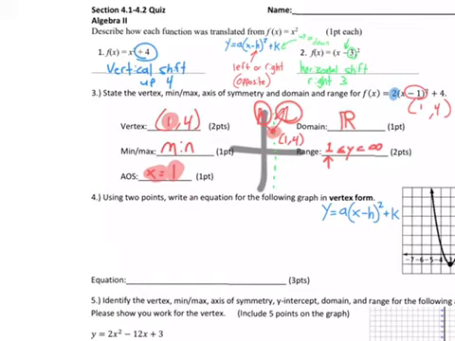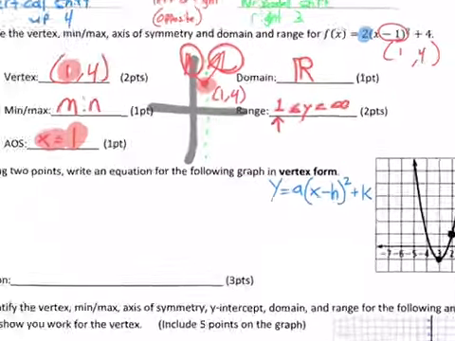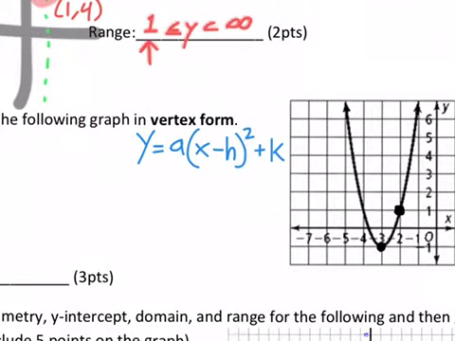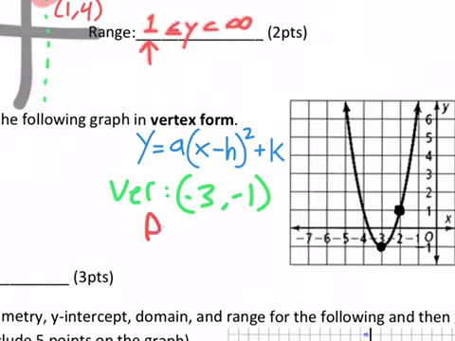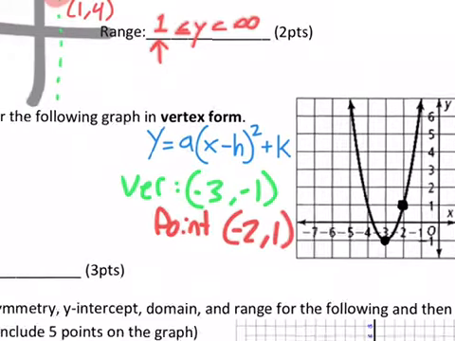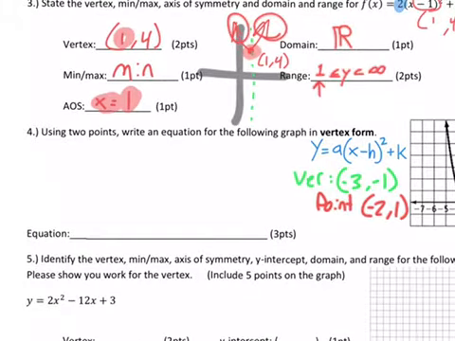Okay? So number 4, using 2 points, write an equation for the following graph in vertex form. Here is that vertex form. Here's the 2 coordinate points they give us. They gave us our vertex of, you can look at the graph to find this, -3, -1. And then they give us another point, and that other point is at -2, 1. Okay? Alright, so here's how we can do this.